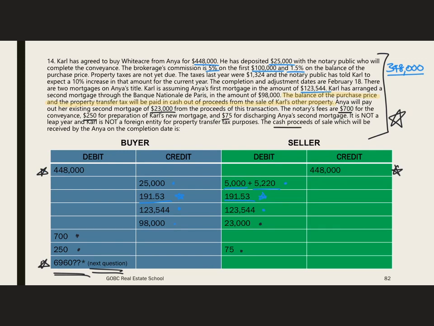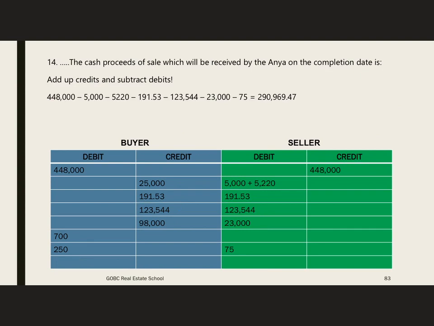It's asking what the cash proceeds of the sale are. So we're going to find out the seller's statement total. We would add up the credits and subtract the debits. So here you go, $448,000 minus all of the debits on the seller's statement gives you a cash proceeds of $290,969.47.